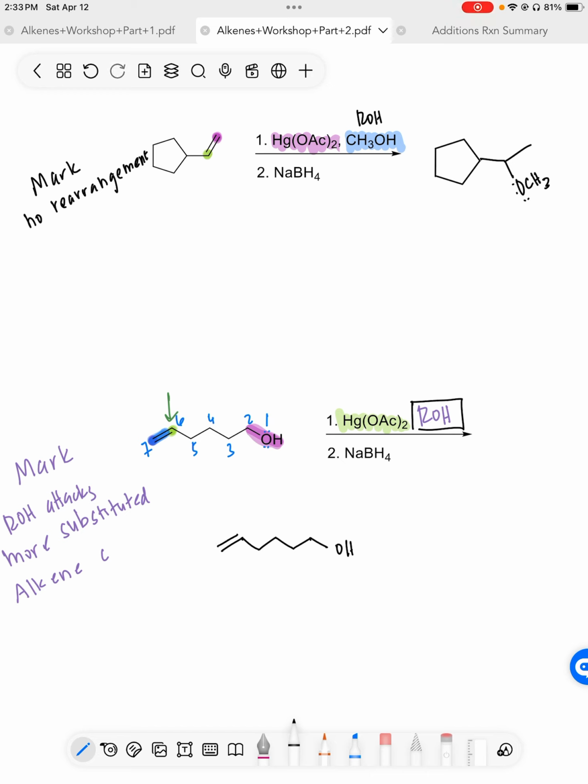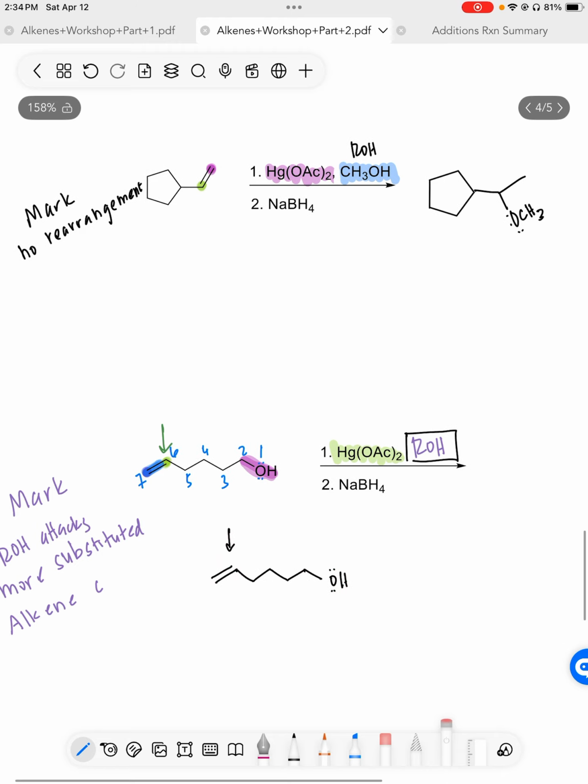Okay. So we know that it's going to attack right here. And it's going to be these electrons that do the attacking. So before the oxygen attacks, these alkene carbons are bonding with this mercury right here. And we don't need to know the mechanism for that, but you can recognize that we're not using this to attack the alkene carbons, right?